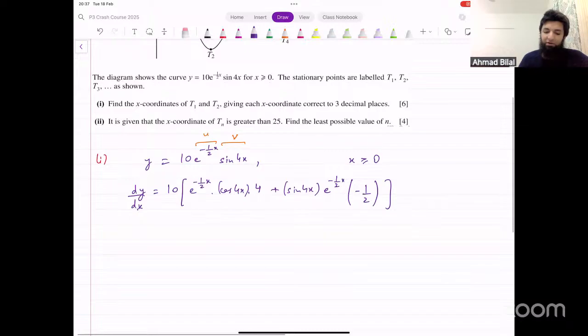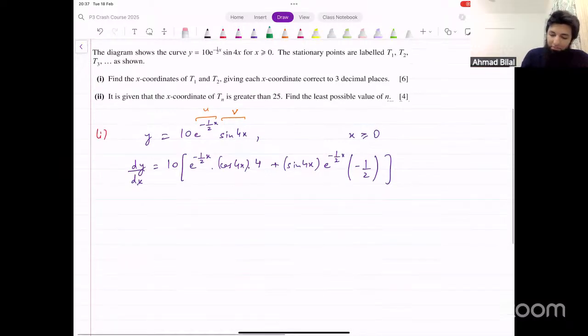This is the derivative. Now, since we're looking for the stationary point, we put this equal to 0. Put the derivative equal to 0. On the other side, we have 10, and then we can also take e power minus half x common here, right? And then we are left with 4 cos of 4x.